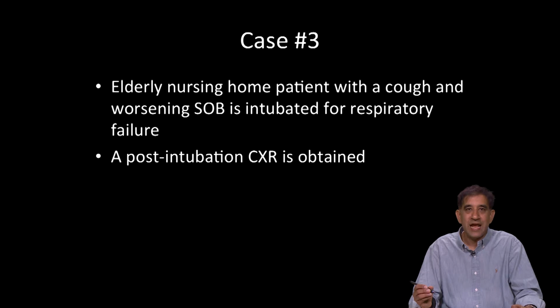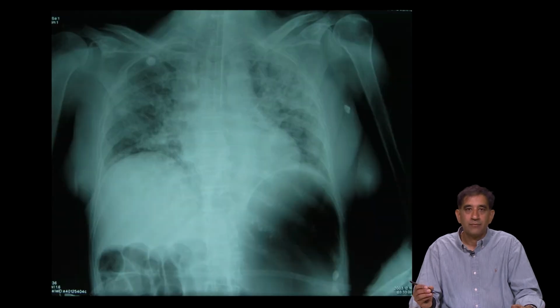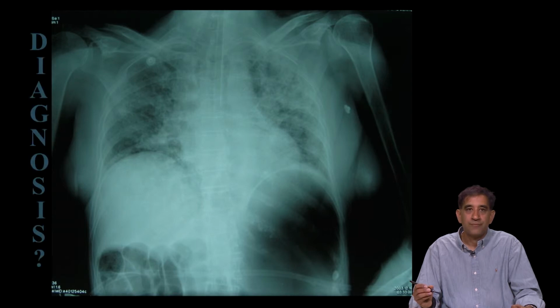Case number 3 is an elderly nursing home patient with a cough and worsening shortness of breath. She is intubated for respiratory failure, and they get a post-intubation chest x-ray. Let's take a look. Here is our post-intubation chest x-ray. So, what is the diagnosis in this particular patient?